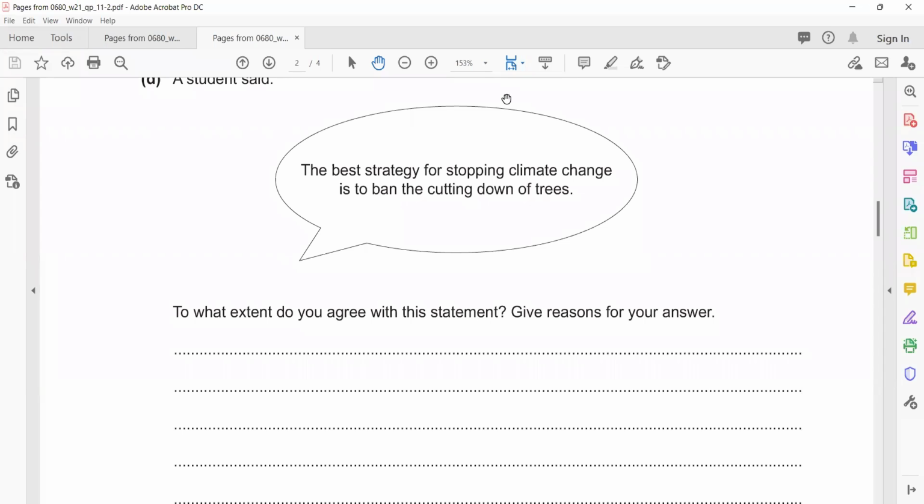Anyone who voluntarily wants to answer this question or participate? Okay, Lean. First of all, you agree or disagree? Yes, I agree. Okay, what is the reason behind that? If you cut the trees, what can happen? Climate change is caused by greenhouse gases, like carbon dioxide, and the trees are like a sink for carbon dioxide. So if you ban cutting of trees, more carbon dioxide is taken from the atmosphere, and so you stop climate change. Okay, good.